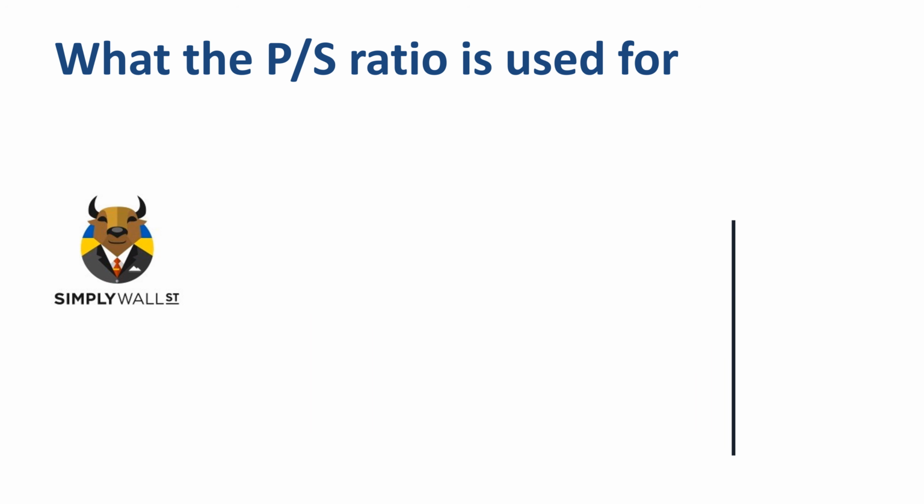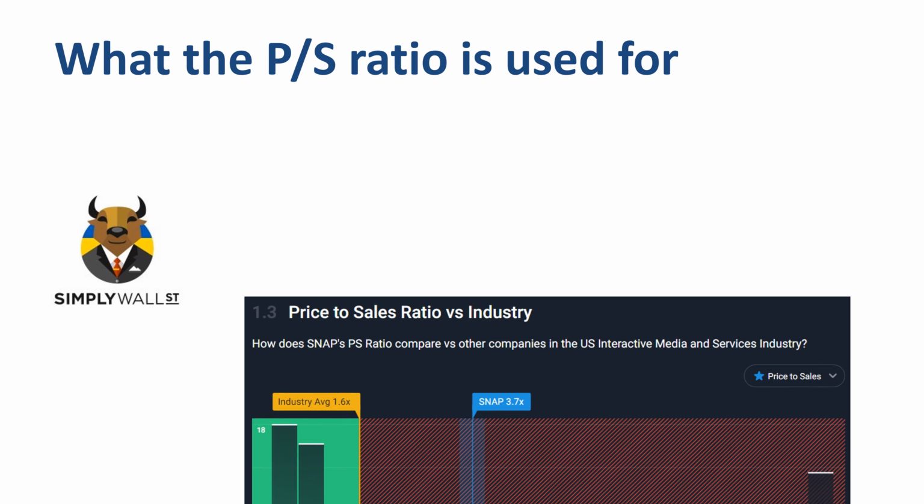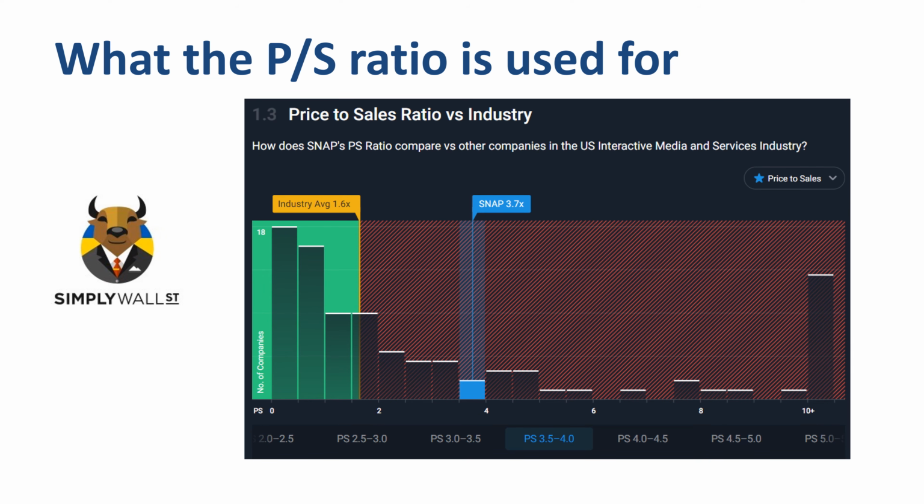Rather than just doing a one-to-one comparison to a single competitor, it might be better to compare to the industry average. For the US interactive media and services industry, the average price to sales ratio at the time of making this video is 1.6. That makes the 3.7 price to sales ratio of Snap Inc. relatively expensive and would suggest that it might be a time to sell.